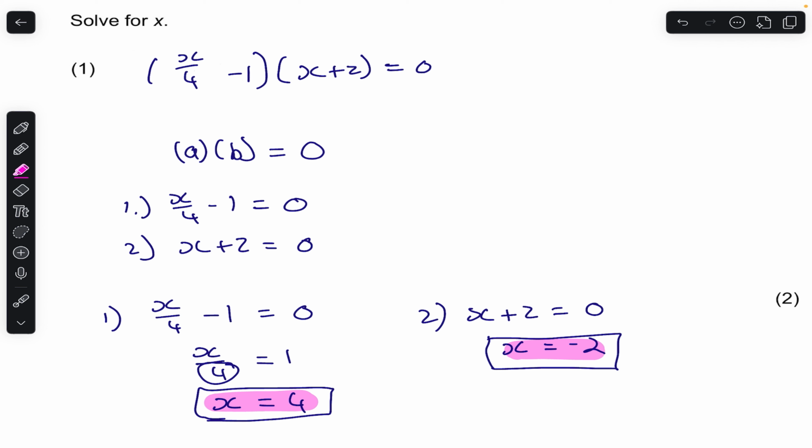So what can we take away from this? Let's quickly review. When you see an equation that is in the form of a times b equaling 0, split it into two separate equations, as we did in number 1 and number 2, and set each equal to 0. So solve each equation for x. Always simplify carefully and check your answers at the end. This method is powerful and works for factored equations, even more complex ones.